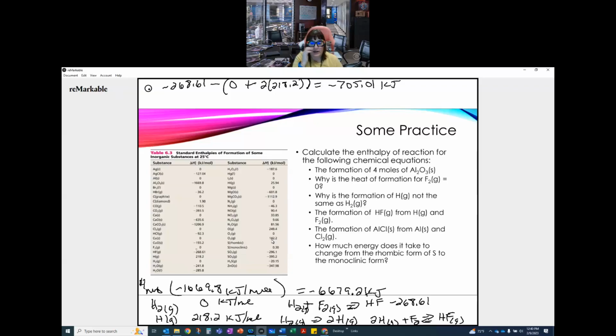So the formation of AlCl from Al solid and Cl2 gas. I have AlCl listed here as negative 127.04. My Al solid is 0, my Cl2 gas is 0. And so my formation is just the negative 127.04, because when I subtract my reactants, that doesn't change anything. So that's the value I'm looking at for AlCl: negative 127.04. This is negative 705.01. Okay.